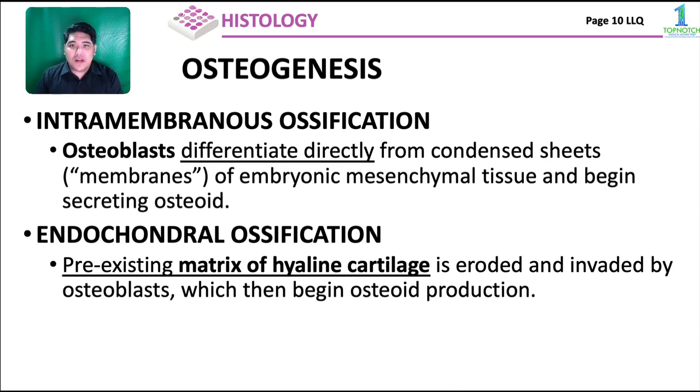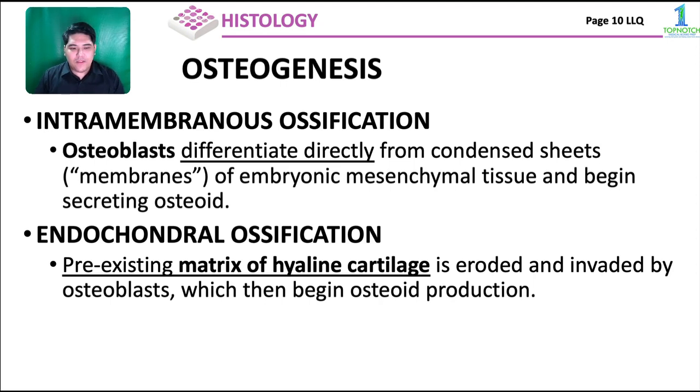For endochondral, from the word chondral, cartilage, your pre-existing matrix of hyaline cartilage is invaded and eroded by your osteoblasts, which then begin osteoid production. So, para hindi kayo malito, intramembranous, osteoblast does it on its own. But endochondral uses the matrix of the hyaline cartilage to produce your osteoid.